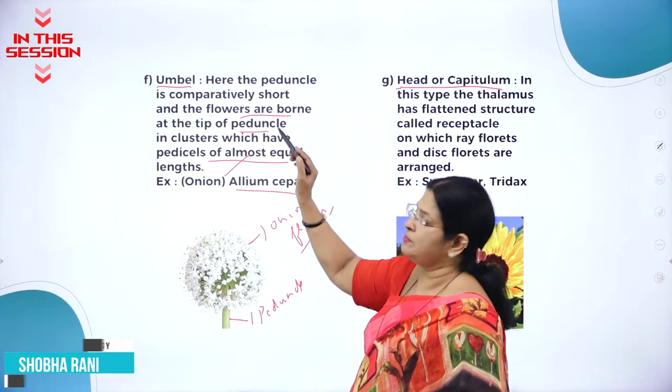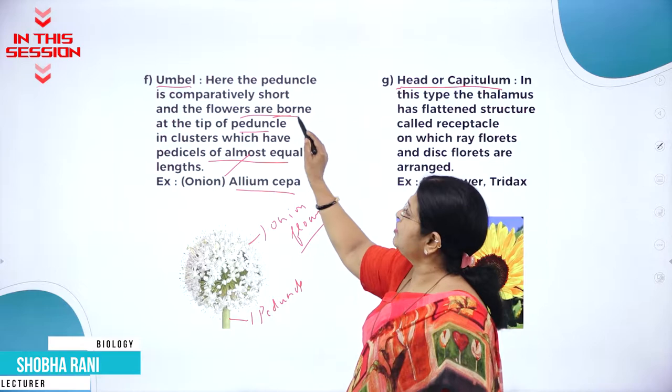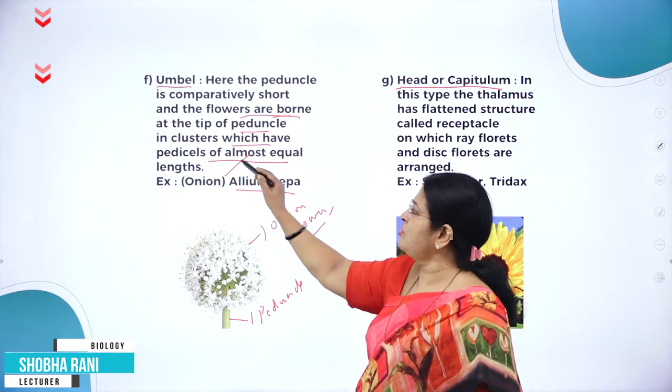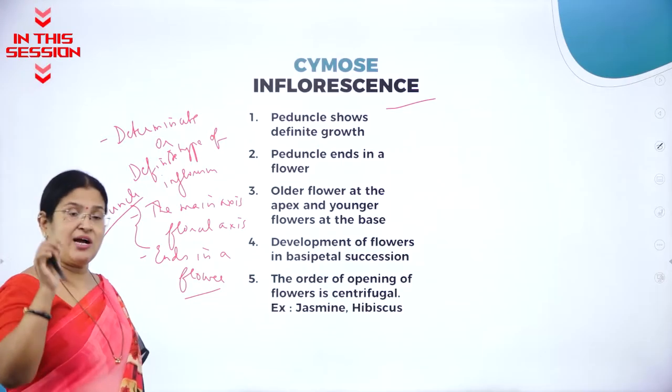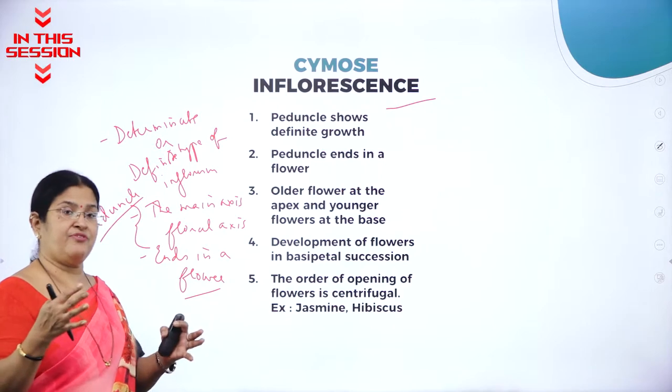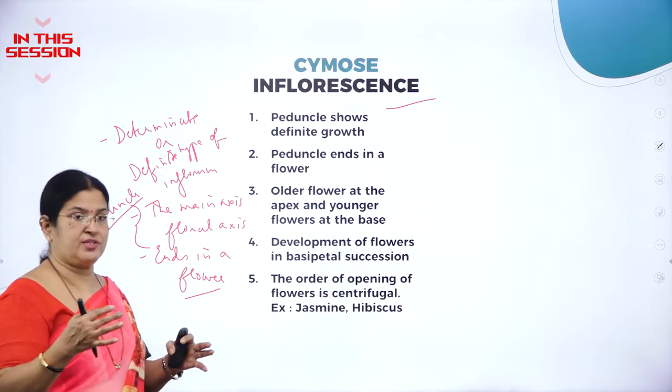Here the peduncle is comparatively short and the flowers are borne at the tip of the peduncle in clusters which have pedicels of almost equal length. Stalk of a single flower is called pedicel. The stalk of a bunch of flowers or cluster of flowers, where we use the word called inflorescence, is called as peduncle.